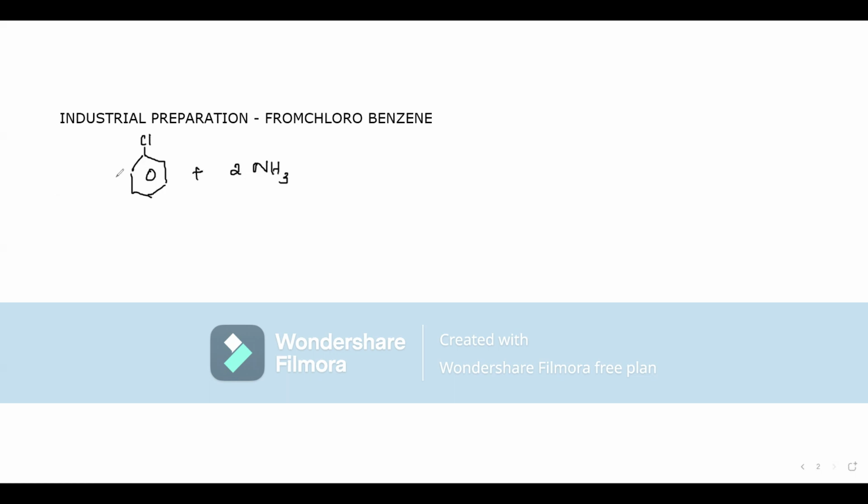Ammonia in presence of cuprous oxide, Cu2O, cuprous oxide at a high temperature, 473 Kelvin and 60 atmospheres of pressure. Again, if possible, remember the temperature. Otherwise, just write high temperature and pressure. Just put the delta and pressure.